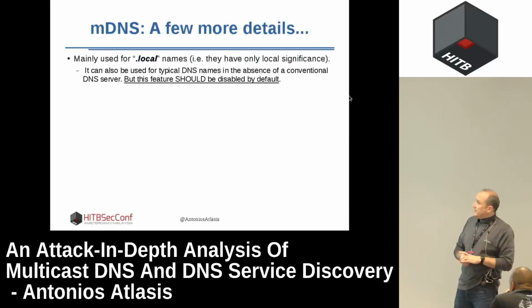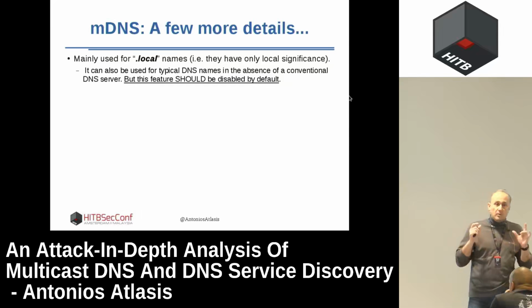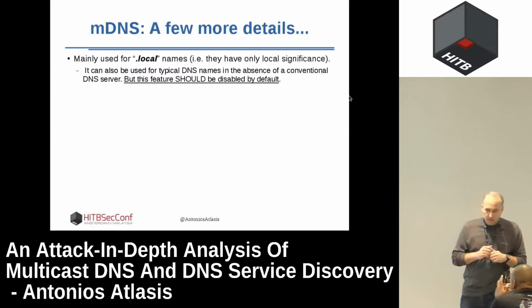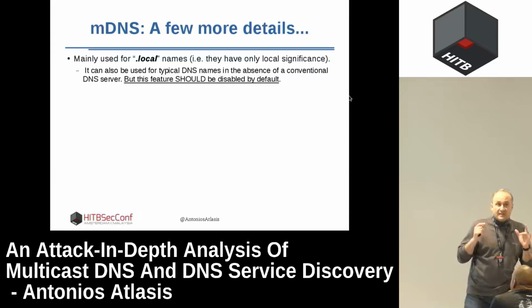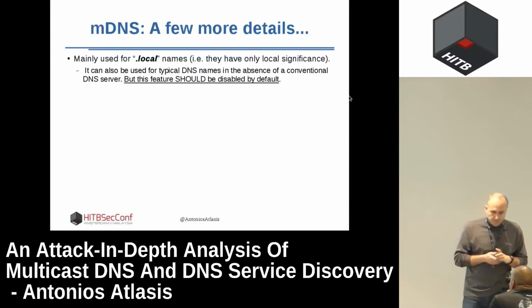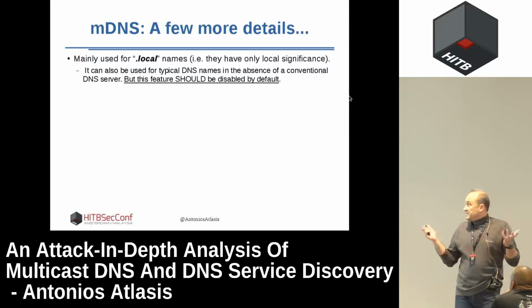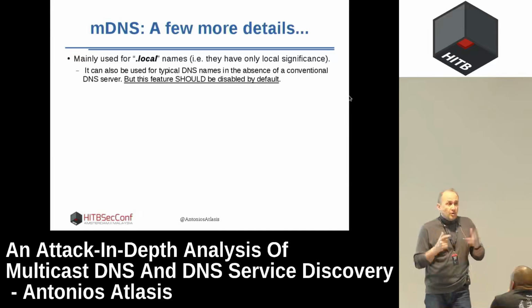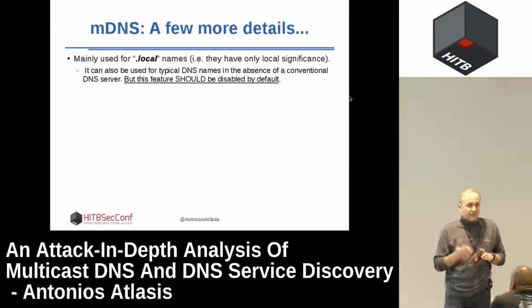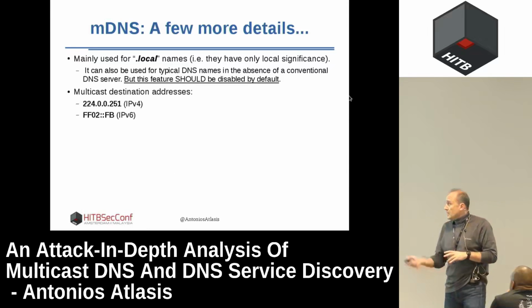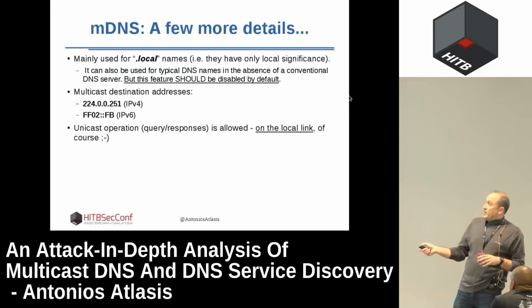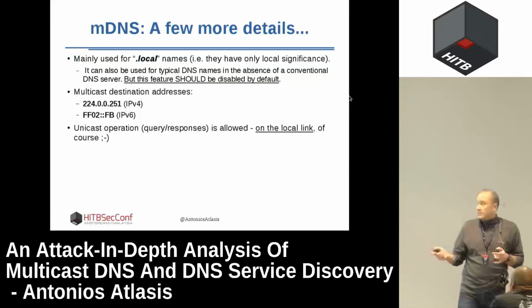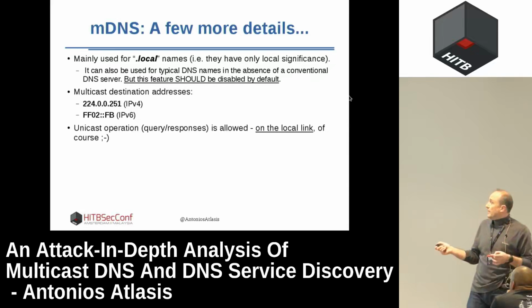A few more details about Multicast DNS. First of all, a specific top-level domain has been defined, the .local top-level domain, which, according to the RFC, has local significance only. So it can be used only on the local link again. Moreover, it is described that Multicast DNS can potentially be used for typical DNS resolutions, as long as there is no conventional DNS server on the network, but this feature should be disabled by default. It uses specific IP multicast addresses. Although it's a multicast protocol, it allows unicast operation, and this is a key issue here, but it defines that this unicast operation should be used on the local link only.